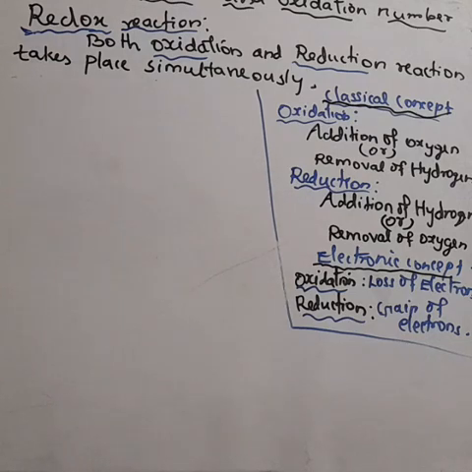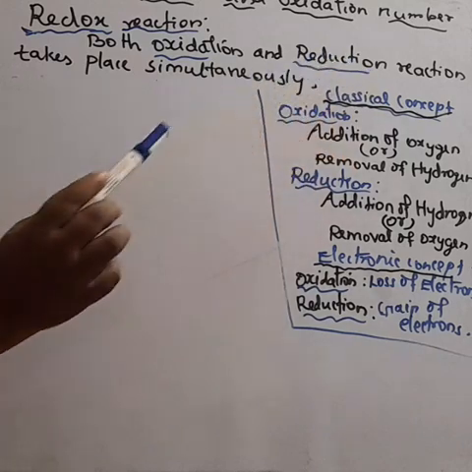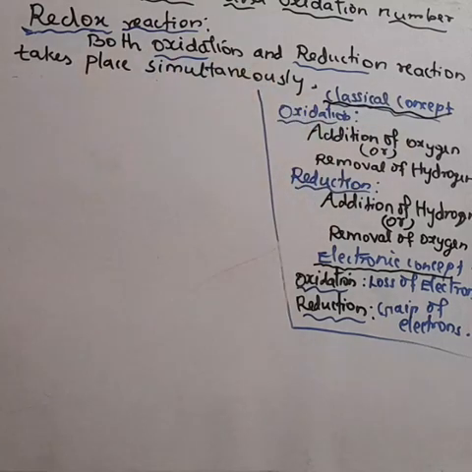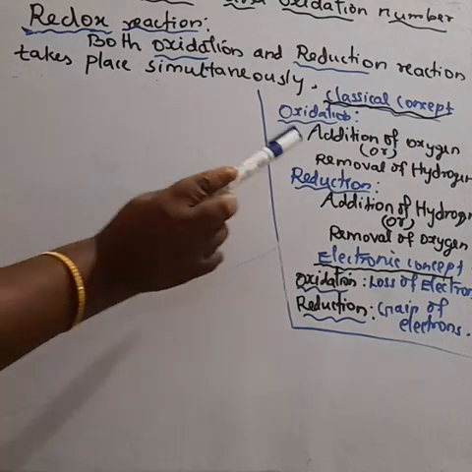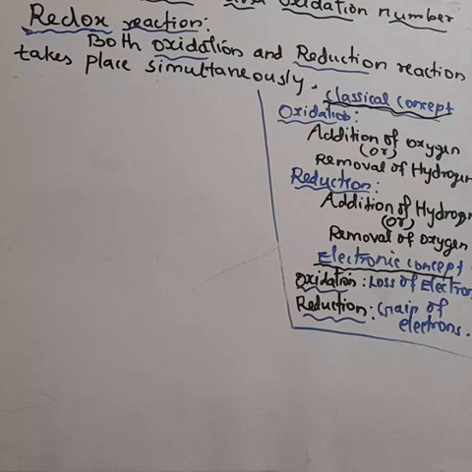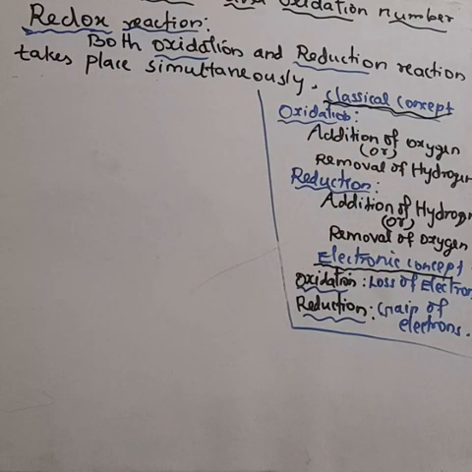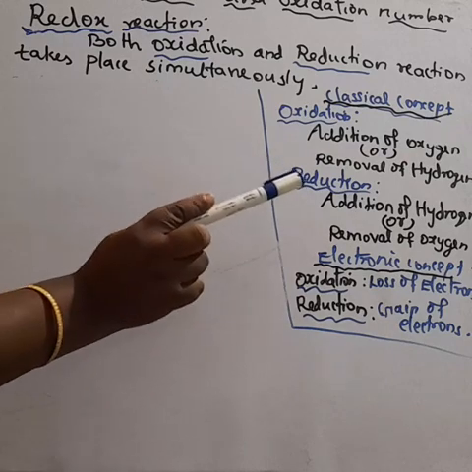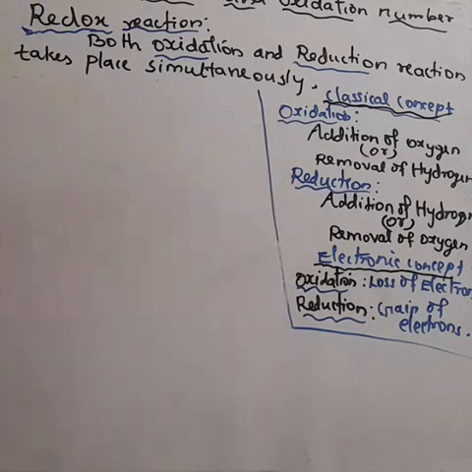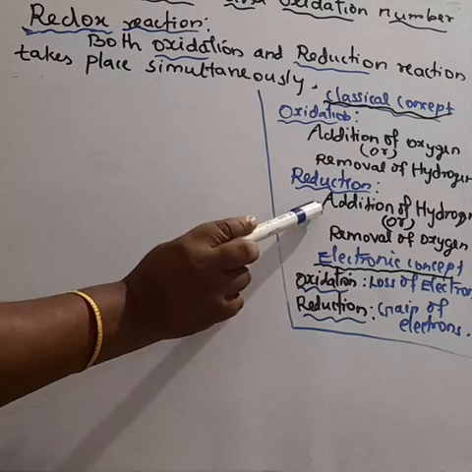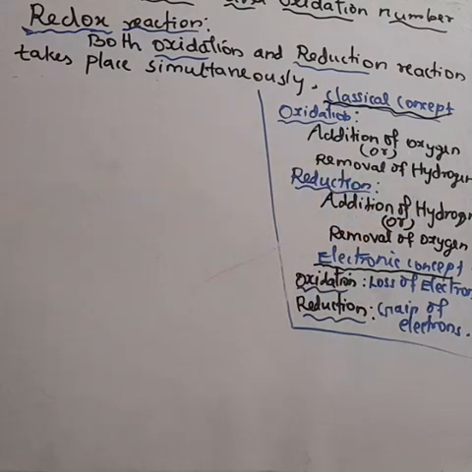According to the classical concept, oxidation means addition of oxygen or removal of hydrogen. That is called oxidation. What do you mean by reduction? The reverse of oxidation is called reduction. Oxidation means addition of oxygen or removal of hydrogen, and reduction means addition of hydrogen or removal of oxygen.